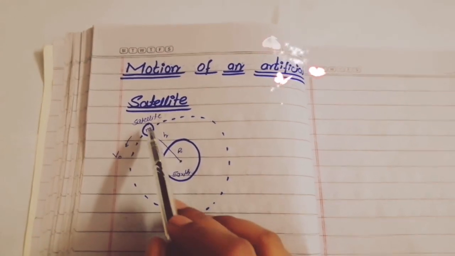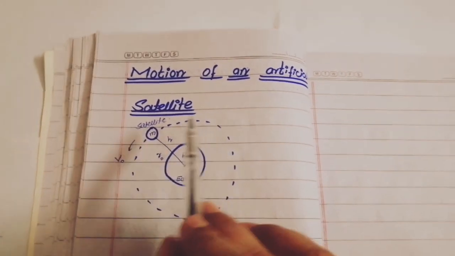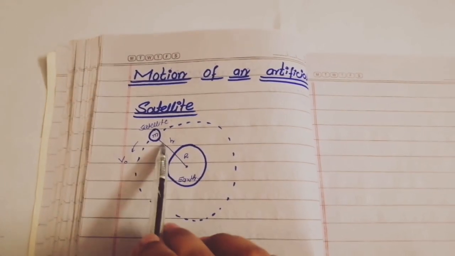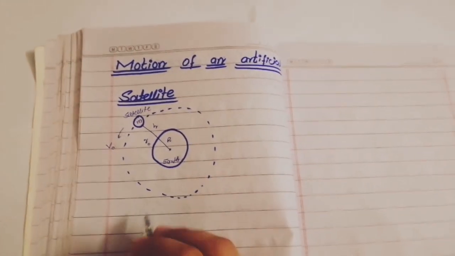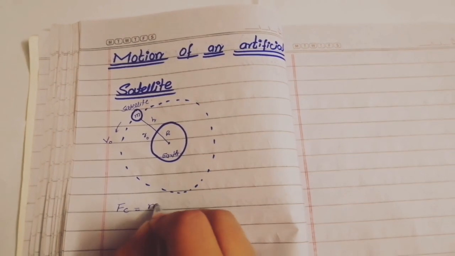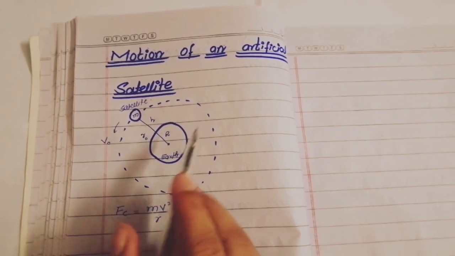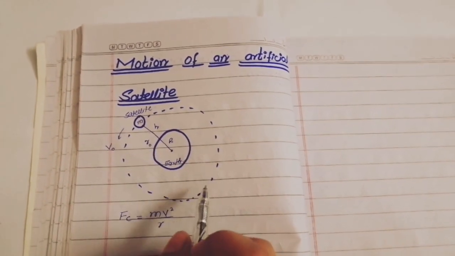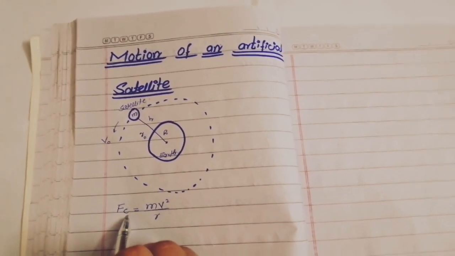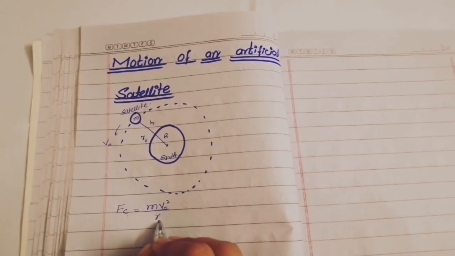Now we will consider a body of mass m moving in a circle of radius r with the velocity v0 at height h. So the formula of centripetal force is Fc equals mv square over r. And here we are writing the centripetal force of an artificial satellite. That is why we will write the centripetal force is equal to m v naught square over r naught.